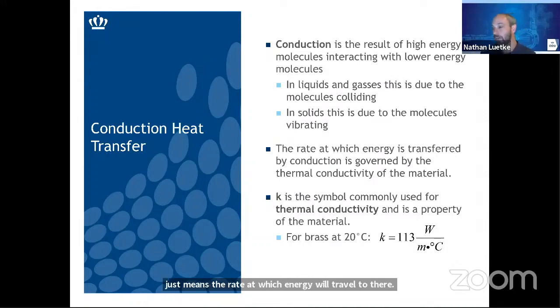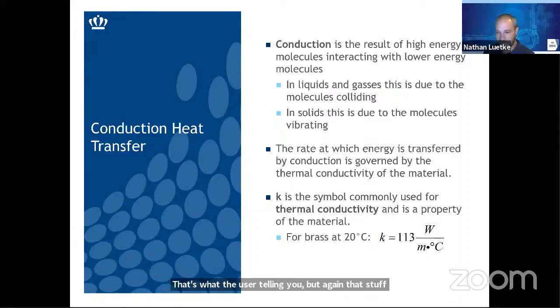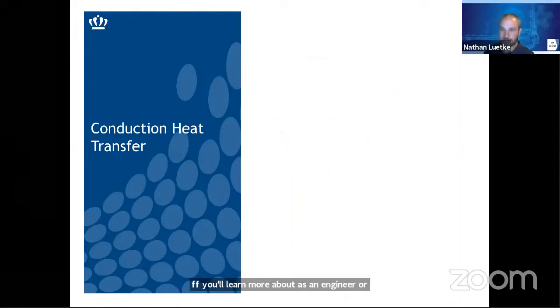And I should say 113 joules will travel through there per second, because that's 113 watts per meter degree Celsius. So you get energy flow through there at a rate of 113 watts. It's from a 1 meter slab and 1 degree Celsius difference. That's what the units are telling you. But again, that's stuff you'll learn more about as an engineer or in physics.